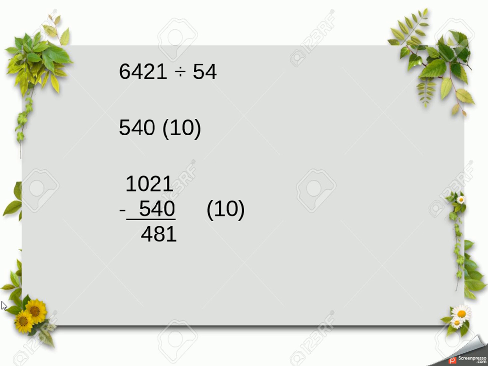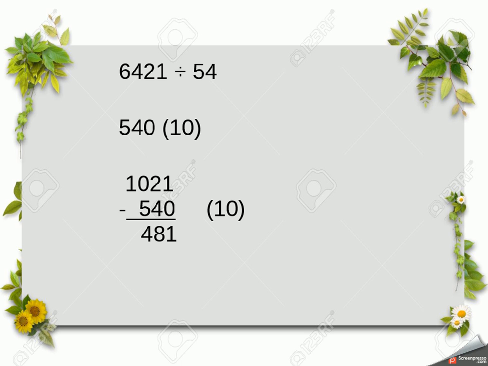So now I'm going to jump down to 54 times 10. I'm going to take 10 lots of 54 out. So I look at my numbers, I take it out, 1,021 take away 540. Again, practice your long subtraction, the answer will be 481. So now from that 6,421, I've taken 100 lots of 54, I've taken 10 lots of 54, so altogether 110 lots of 54 have come from that 6,421, leaving me with 481.